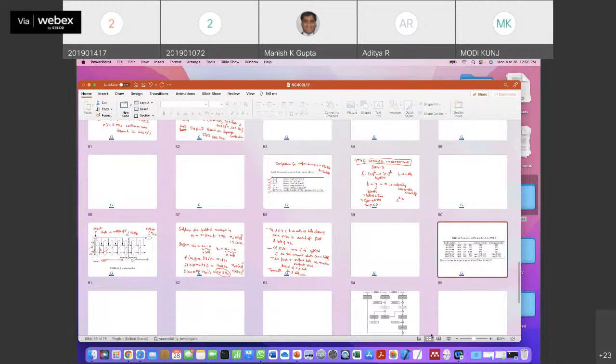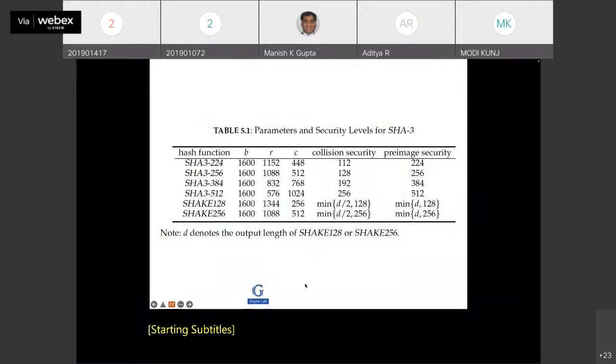In fact, I should mention this. This is the security levels for SHA-3. They are still in use, basically, SHA-3.